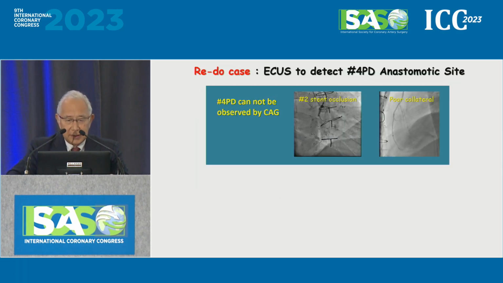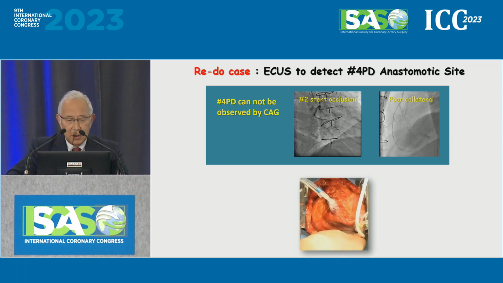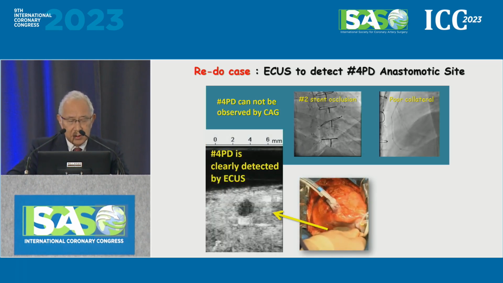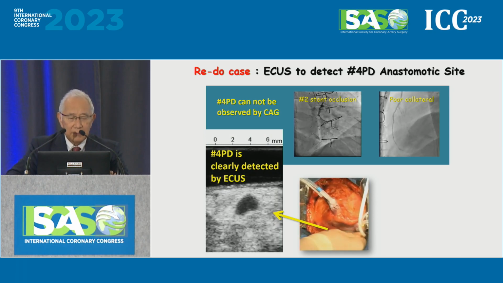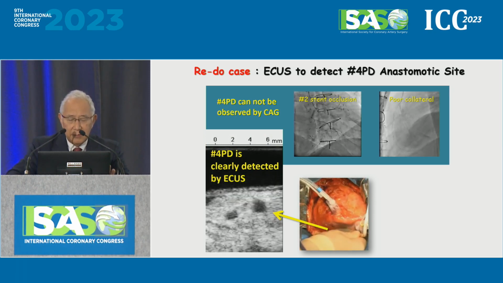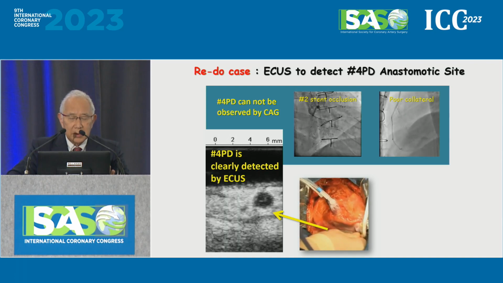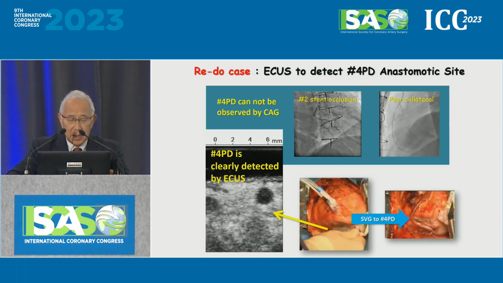And this is another case. The distal right coronary artery cannot be observed by cine angiograms. So I precisely checked during the operation, and then I could find clearly where the distal right coronary artery is, and finally I anastomosed.